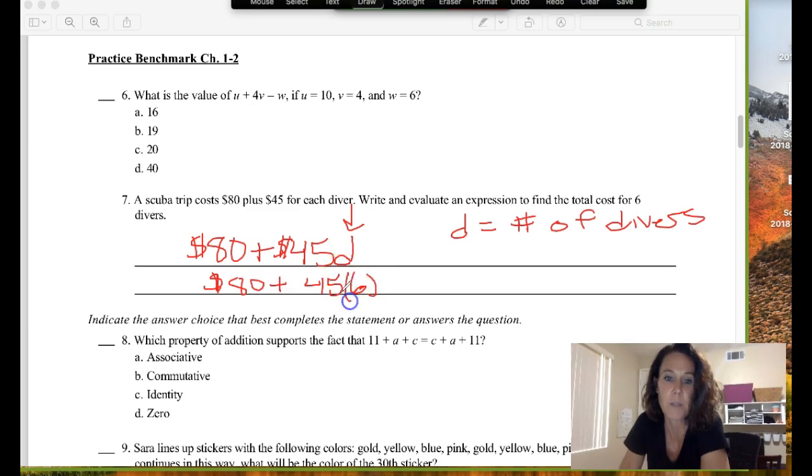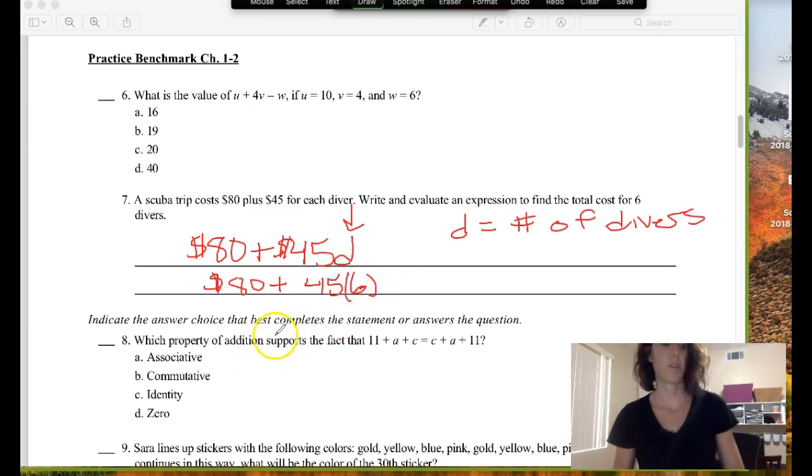And then I'm going to do a parentheses to represent the multiplication. So if I do 45 times 6, I'm going to get 270, and then add 80 to that, I'm going to get 350. So this will be $350 is the cost for 6 divers.